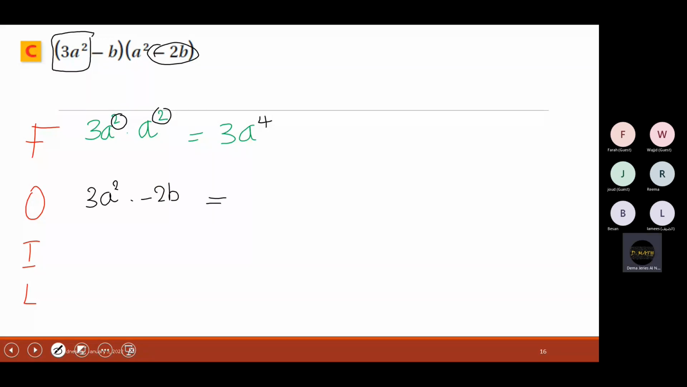Here we have two monomials. We multiply them. First, you have to multiply the constants, then you have to multiply the variables. What are the constants here? 3 and negative 2. Bravo. When you're multiplying them, what do you get? Negative 6. Thank you. And a squared times b? Give them as it is. A squared b. Thank you so much, Farah.